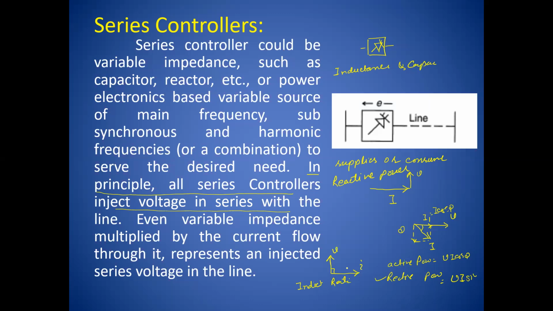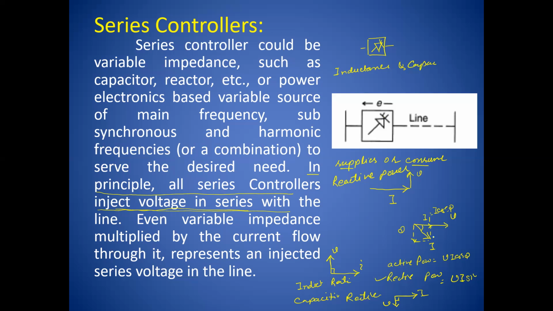reactive power. Whereas if the current and voltage are again in quadrature, this is current and this is voltage, but here the current is leading, so it will be capacitive reactive power. So as long as the series controller injects voltage in series with the line, it means that current and voltage are in phase quadrature, so the series controller either supplies or consumes reactive power.